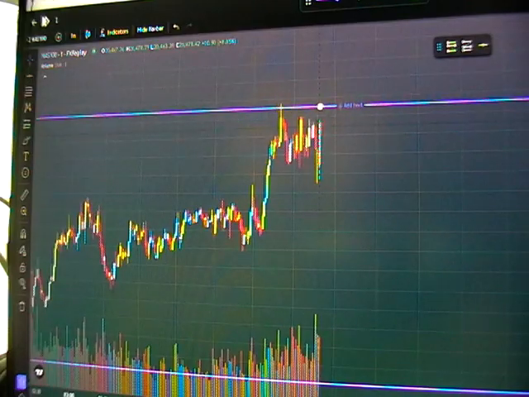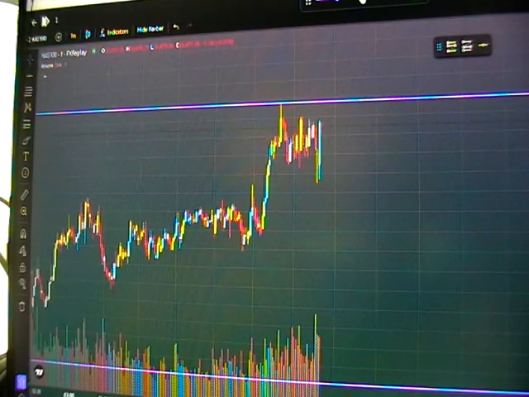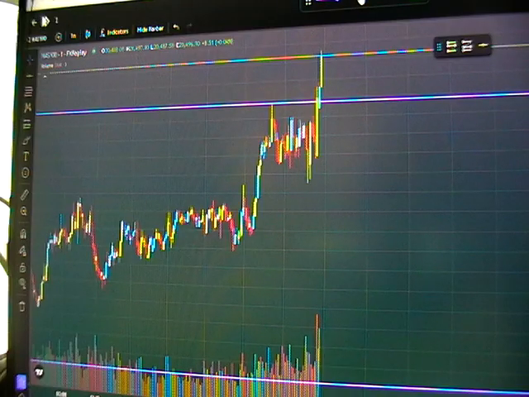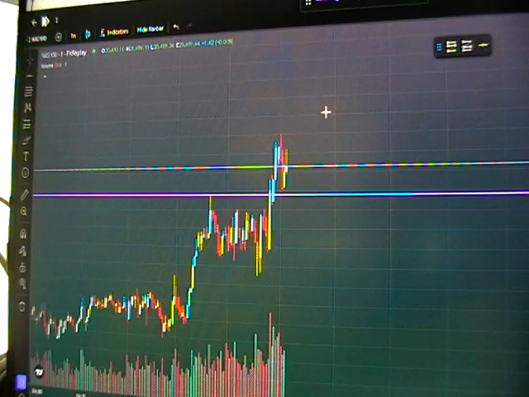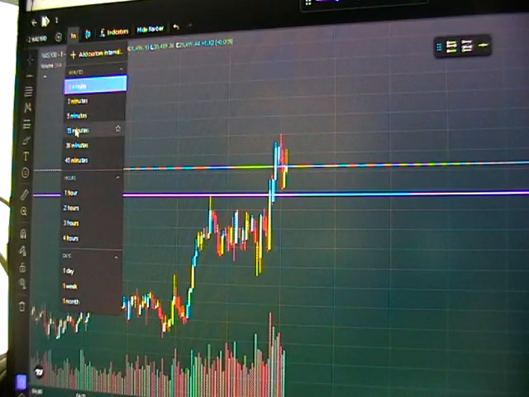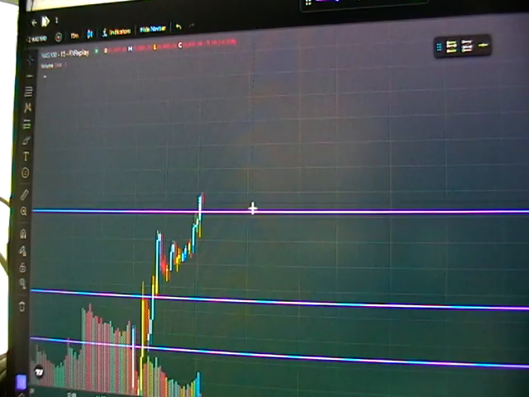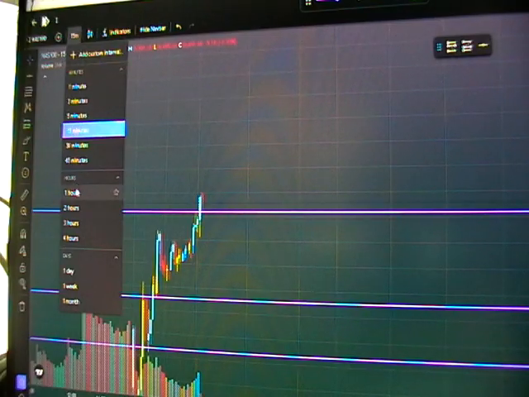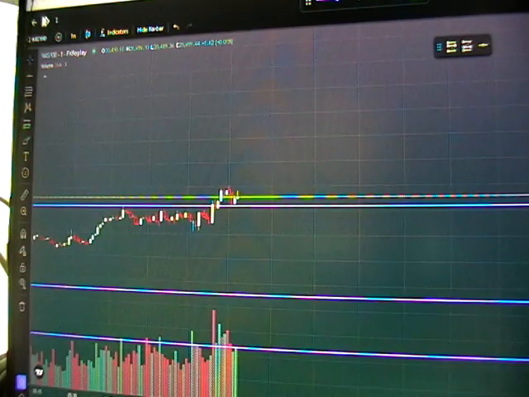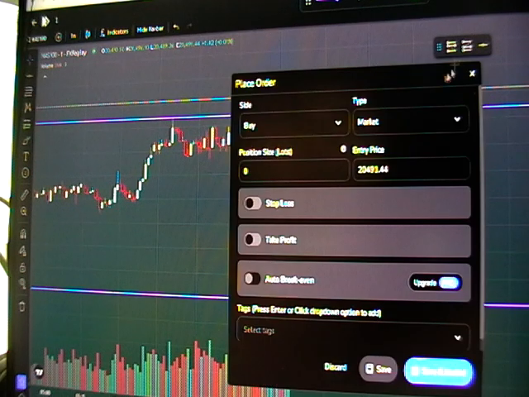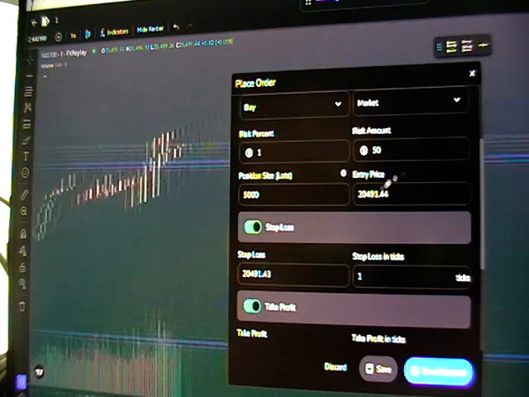So let's wait for this high right here to be touched. Okay, well, we're on a 1 minute time frame. Let's look at the 15-minute. We're in an uptrend, so I'm not going to be trading against the trend. You see, we would go buy, stop loss, take profit.